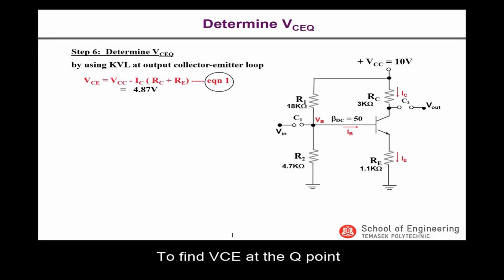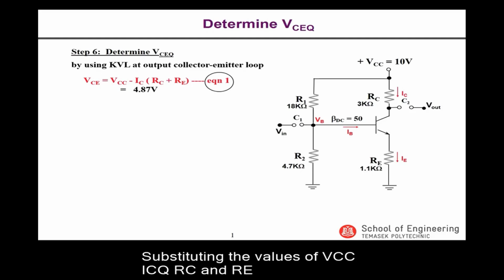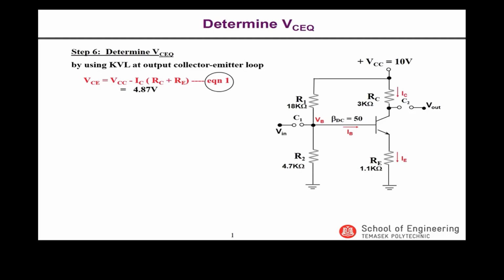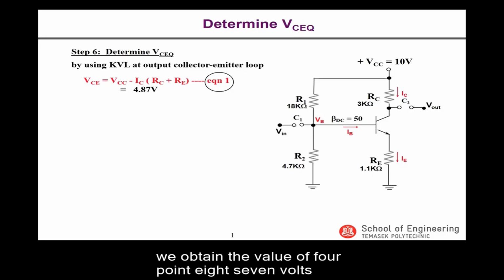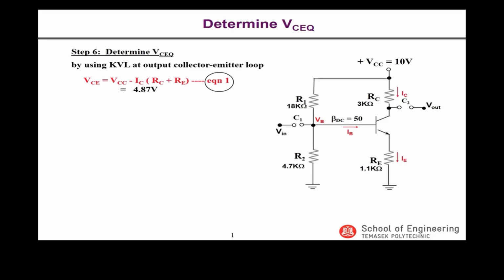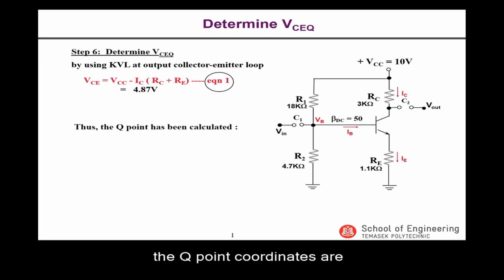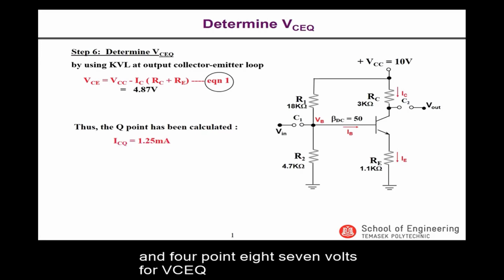To find VCE at the Q point, we substitute IC with the ICQ value which we had derived in the previous step. Substituting the values of VCC, ICQ, RC and RE, we obtain the value of 4.87 volts for VCQ. Thus, we can conclude that the Q point coordinates are 1.25 milliamperes for ICQ and 4.87 volts for VCQ.